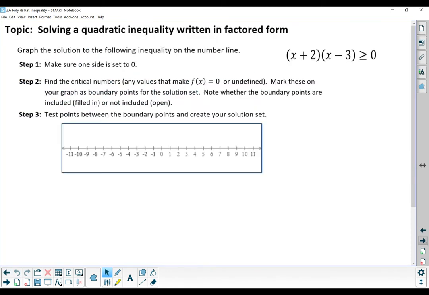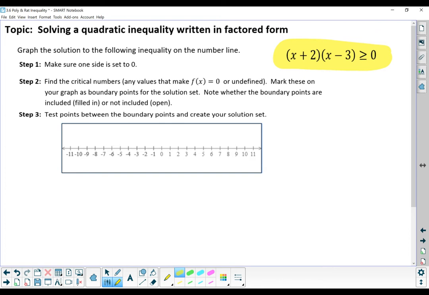So the first one is solving quadratic inequalities that are written in factored form. So it'll already be factored. Here's our inequality right over here. Our goal is to graph it, to graph the solution.